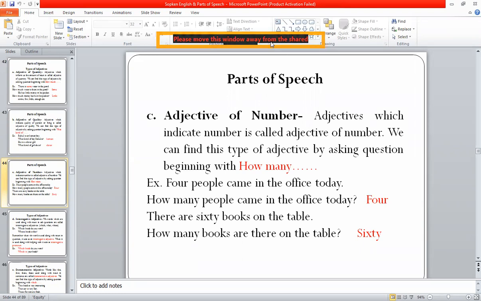Then see the next example. There are 60 books on the table. Let's ask a question starting with how many books are there on the table. Its answer would be 60. So 60 is a number showing word, and that is why it is the adjective of number. So these three types we have completed: adjective of quantity, adjective of quality, and adjective of number.